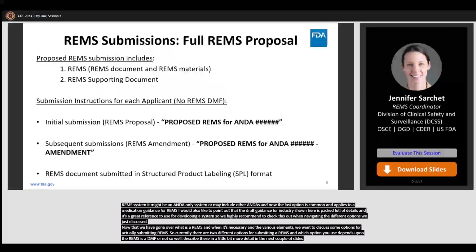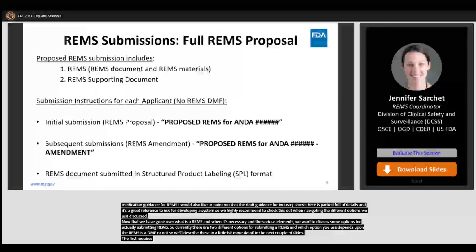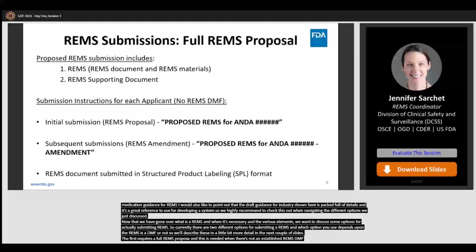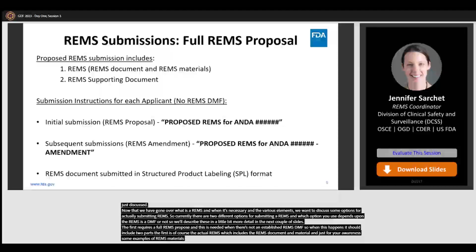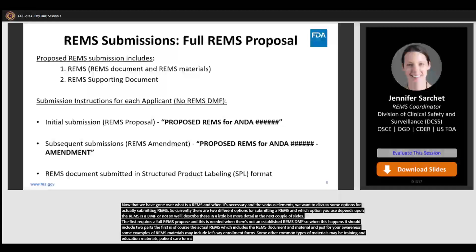The first requires a full REMS proposal, and this is needed when there is not an established REMS DMF. So with this option, the REMS submission should include two parts. The first is, of course, the actual REMS, which includes the REMS document and REMS materials. And just for your awareness, some examples of REMS materials may include, let's say, enrollment forms. Some other common types of materials may be training and education materials, patient care forms, or even communication materials such as website screenshots.